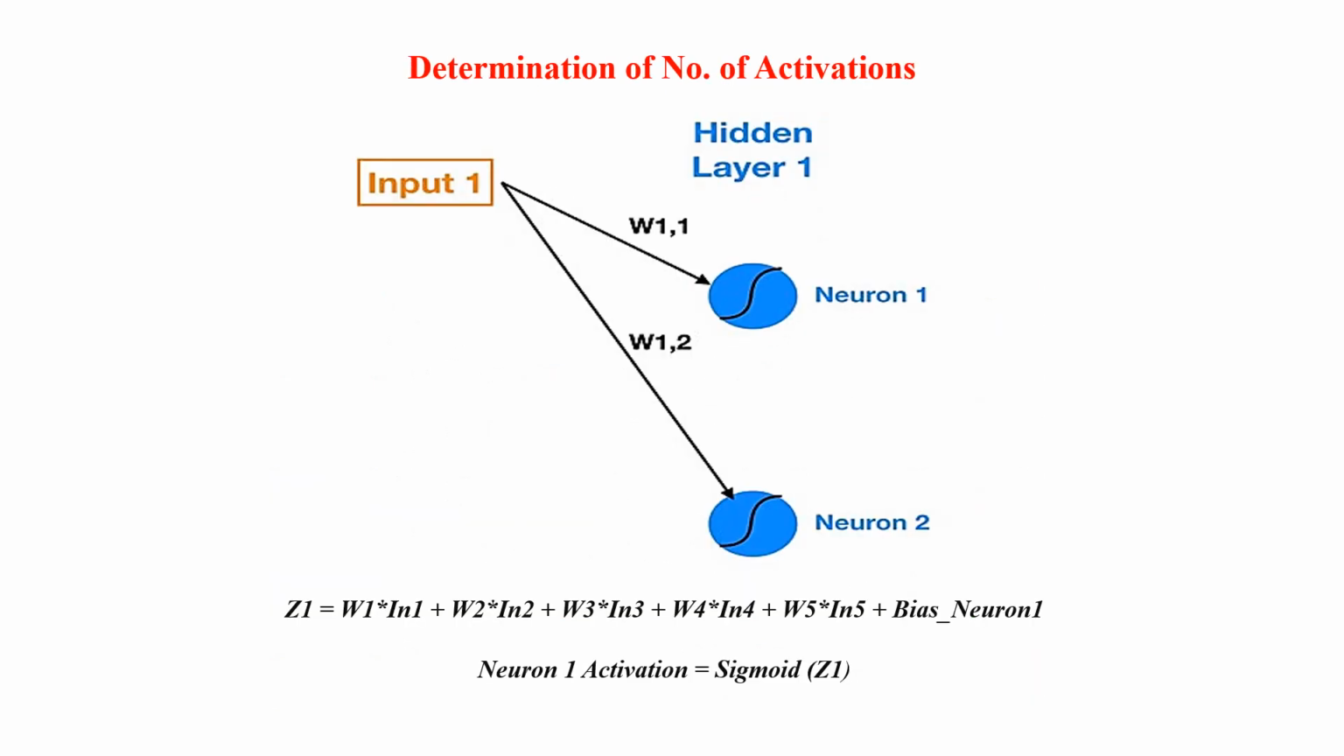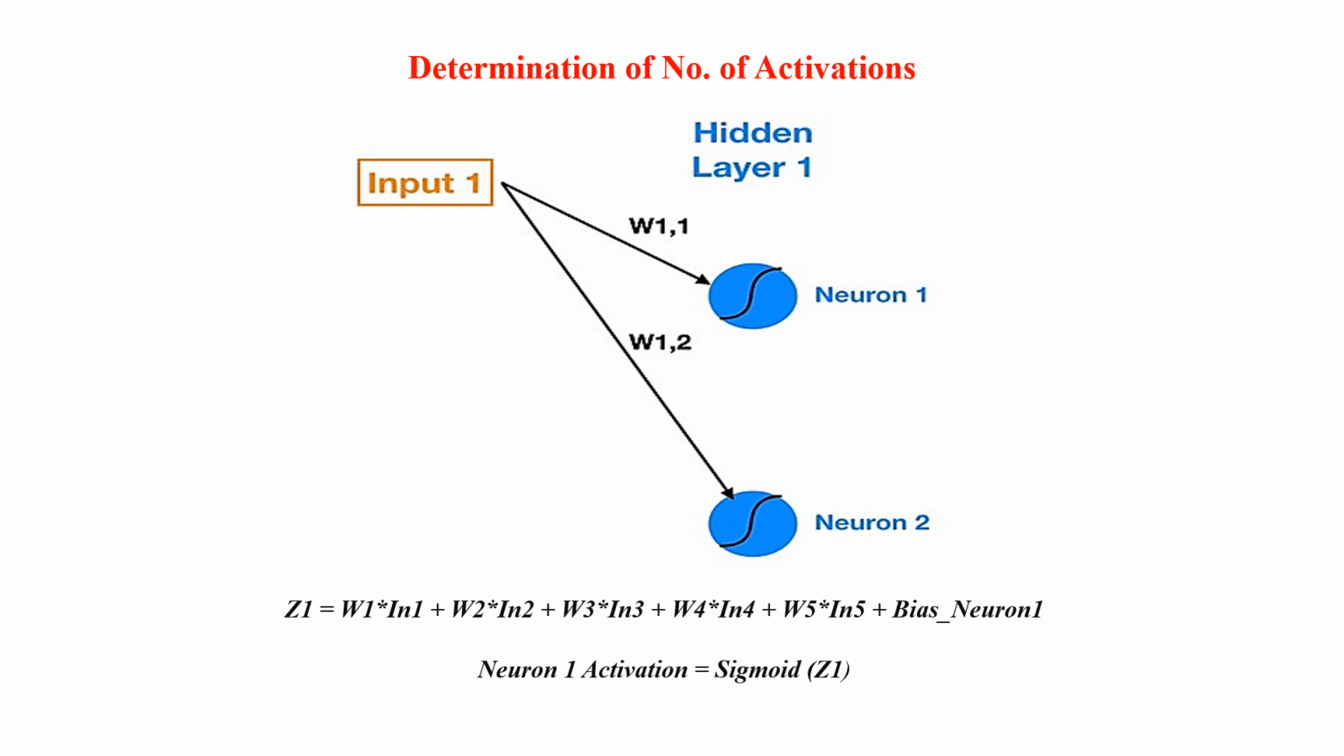This image shows just the connections between the input 1 and the hidden layer 1. Note our notation for the weights that lie in the connections. w1,1 denotes the weight that lies in the connection between input 1 and neuron 1, and w1,2 denotes the weight in the connection between input 1 and neuron 2. Now let's calculate the outputs of each neuron in hidden layer 1, that is, the activation.